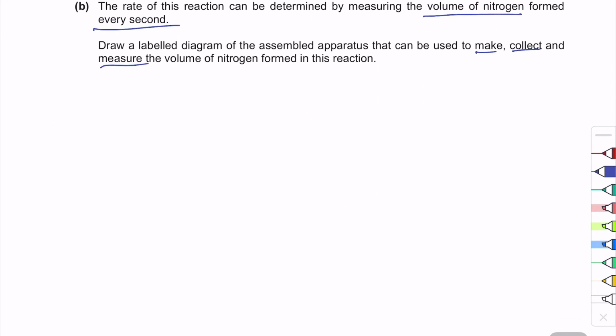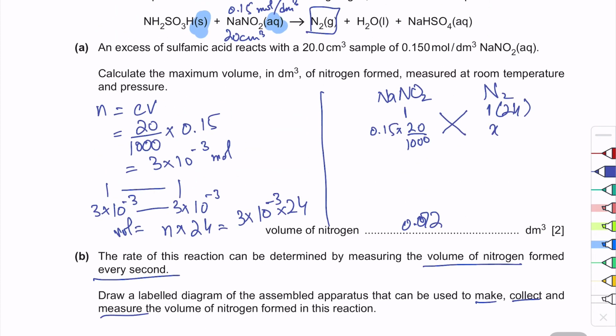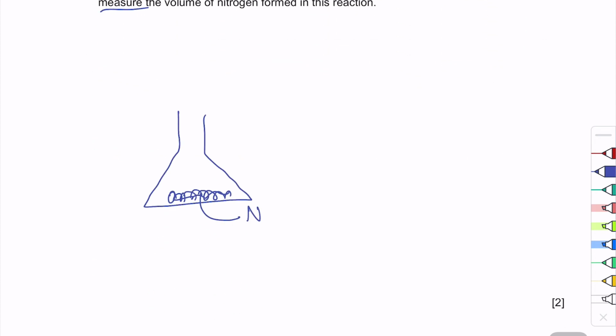तो सबसे पहले हम क्या करते हैं, सॉलिड तो हमारे पास एक्सेस में था तो हम सॉलिड को डाल देते हैं इसमें कोनिकल फ्लास्क में. जब भी मिक्स करना होता है तो आप इस तरह से कोनिकल फ्लास्क यूज करते हैं. This is your sulfamic acid. उसका फॉर्मूला क्या था? NH2SO3H. अच्छा, अब यहाँ पे हम सोल्यूशन डाल देते हैं. This is your NaNO2 aqueous solution.